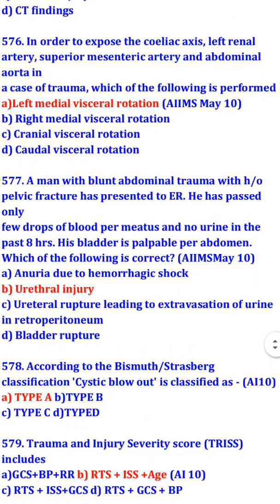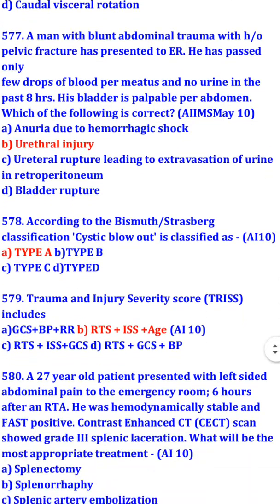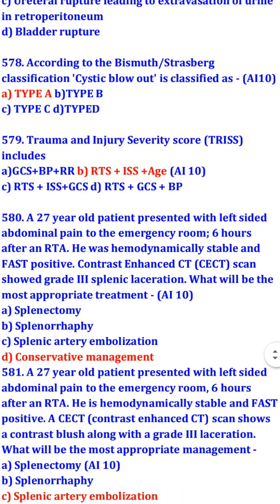Left medial visceral rotation. A man with blunt abdominal trauma with history of pelvic fracture has presented to ER. He has passed only few drops of blood per meatus and no urine in the past 8 hours. His bladder is palpable per abdomen. Which of the following is correct? Urethral injury. According to the Bismuth-Strasberg classification, cystic duct blowout is classified as type A. Trauma and injury severity score TRISS includes RTS plus ISS plus age.